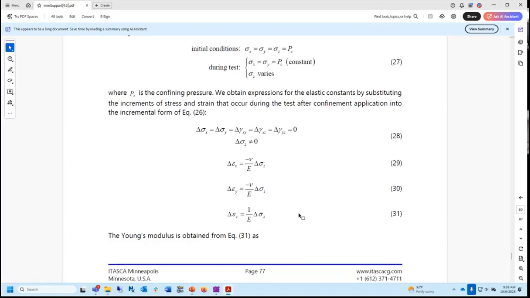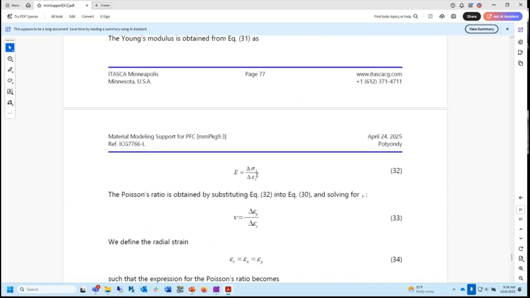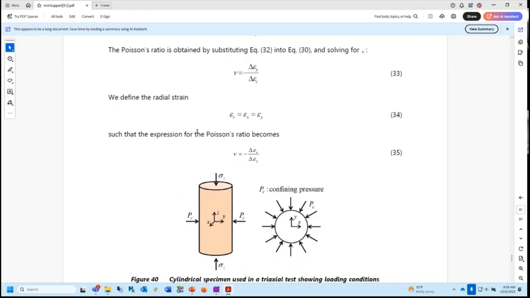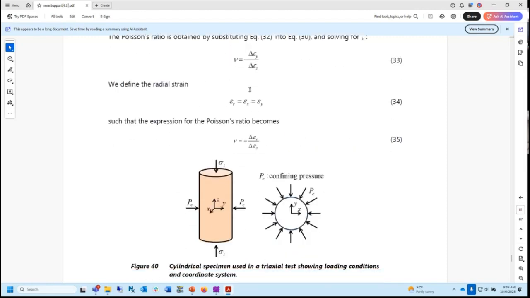Yep. Okay, super cool. So for these conditions, we can rearrange things so that we can isolate the Young's modulus, and it's going to be the change in axial stress over the change in axial strain. So if we plot axial stress and strain, that's the slope. And the Poisson ratio, by doing simple manipulations, is going to be the change in the radial strain over the change in the axial strain. And there we go. That's what we do.